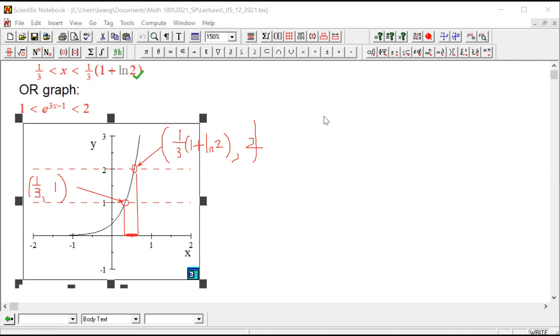It gets a little bit more complicated, right? But it doesn't move far away from the essentials. This inequality means we want the output of this function between 1 and 2. So this is 1 and this is 2. The vertical between 1 and 2. And then we're looking for the horizontal.